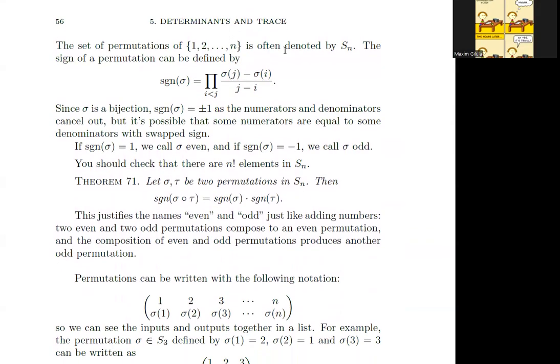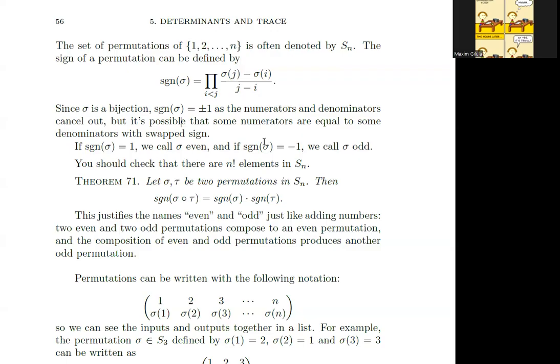The set of permutations is denoted by Sn, and the sign of a permutation can be defined with this complicated looking product. And since sigma is a bijection, this simplifies to plus or minus 1, because j minus i in this term will cancel out with a j minus i or an i minus j in some other term. Since we're taking the product over all possible i, j, it'll eventually appear, which is not obvious. But yeah, the sign will be plus or minus one. If the sign is one, we call the permutation even. And if the sign is negative one, we call it odd.